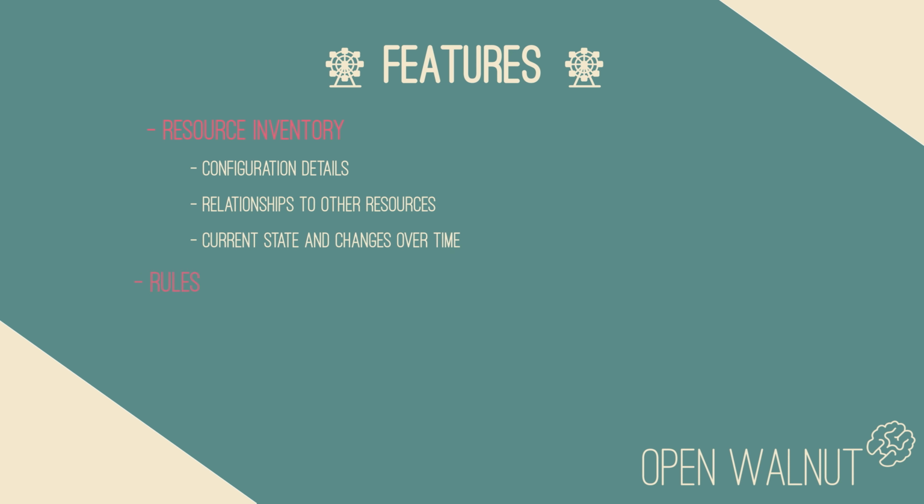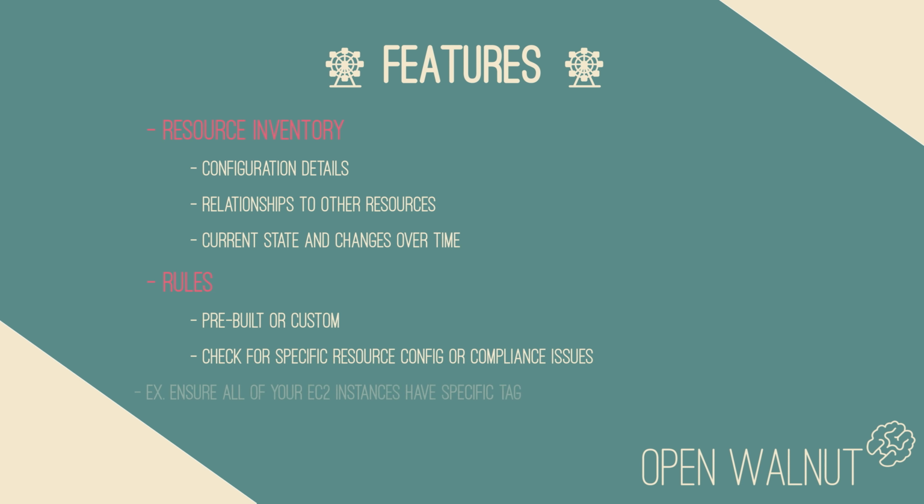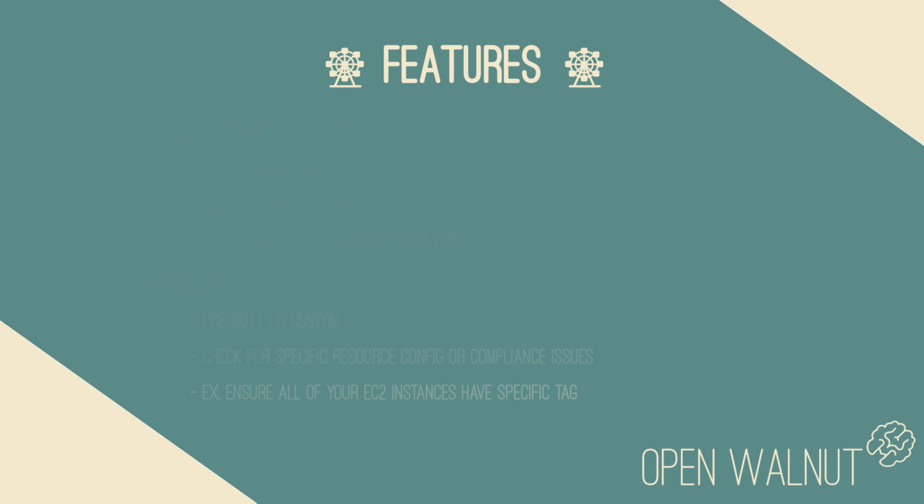Next up, we have Rules. AWS Config rules are pre-built or custom rules that check for specific resource configurations or compliance issues. For example, you can use rules to ensure that all of your EC2 instances have a specific tag, or that all of the S3 buckets are encrypted. You can also create custom rules to meet your specific compliance requirements.